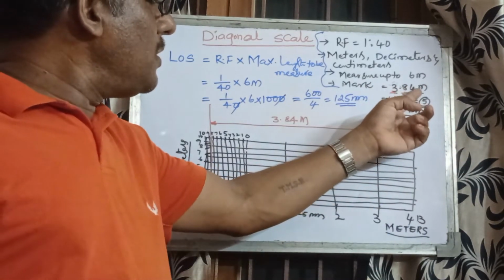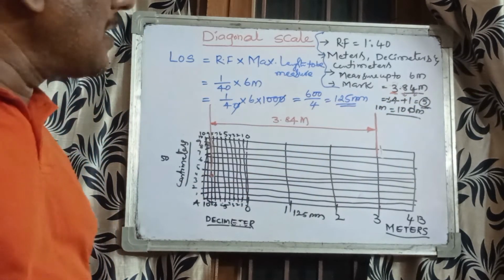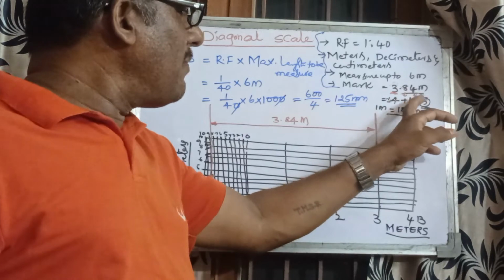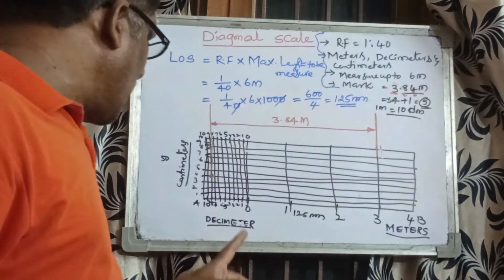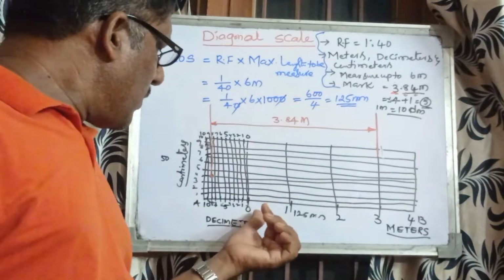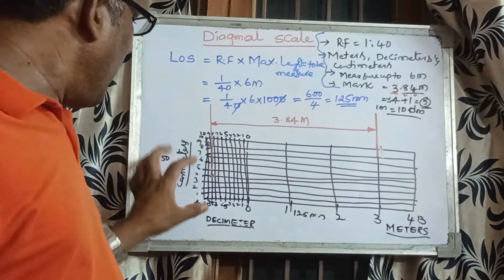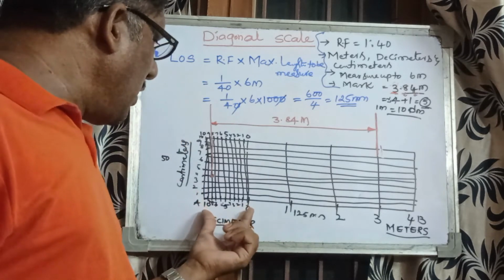So 3.84 is nearly 4, plus 1 you add it. It's a simple formula, whether in plain scale or diagonal scale. This is constant. So 4 plus 1, 5 equal number of parts. So go for 1, 2, 3, 4, 5. So leave the first portion and start 0 from here, and 1, 2, 3, 4, like that you give it. And divide the first portion into an equal number of 10 parts.